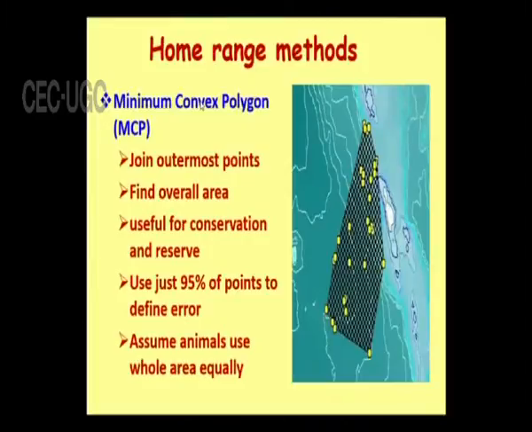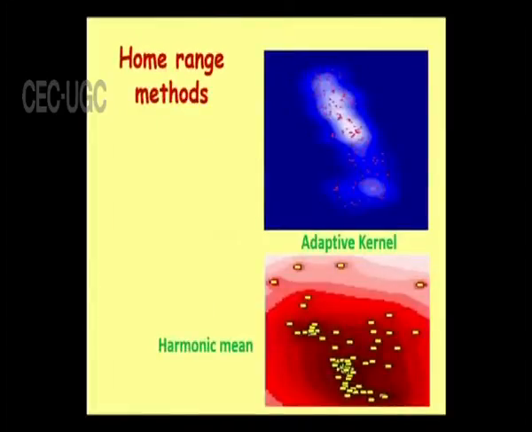Even though the lions are wandering throughout the forest, all the lions are not wandering all the areas of the forest. Therefore, it is an assumption that the animals are wandering throughout that area, and in this method, the minimum convex polygon method, we are finding the home range. Other methods are also possible.